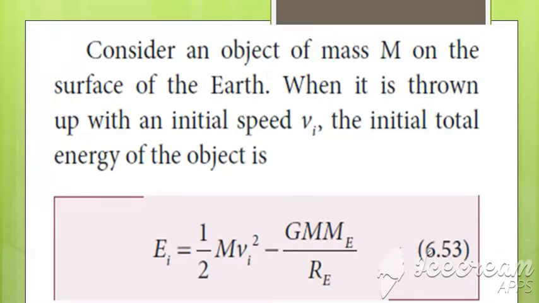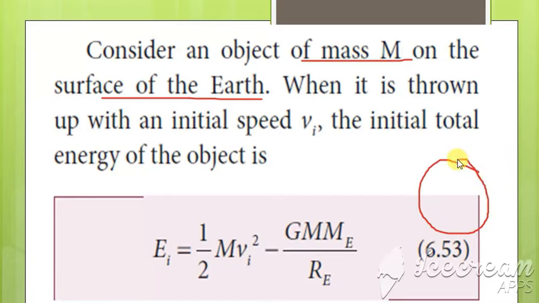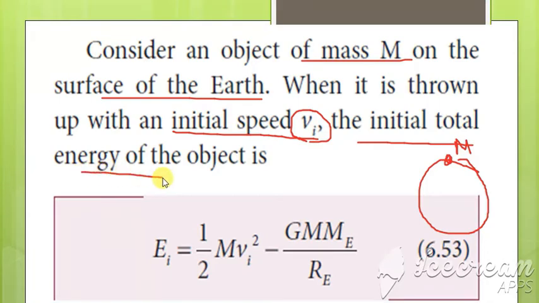Clear? So for this, consider an object of mass m which is on the surface of the earth. This is the earth, and over this let us consider the mass m. When it is thrown with some initial speed, that initial speed is represented as vi. Then the total energy is equal to kinetic energy plus the potential energy, is it not? Already we have seen the equations for kinetic and potential energy in the last class.